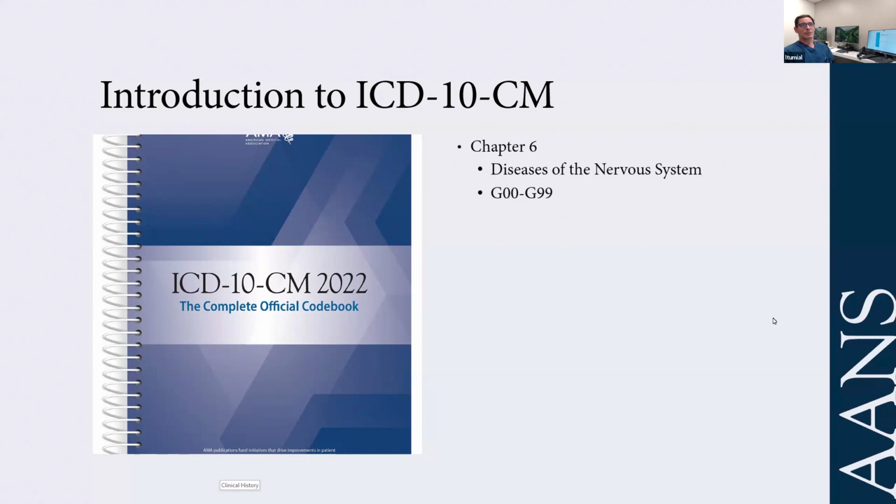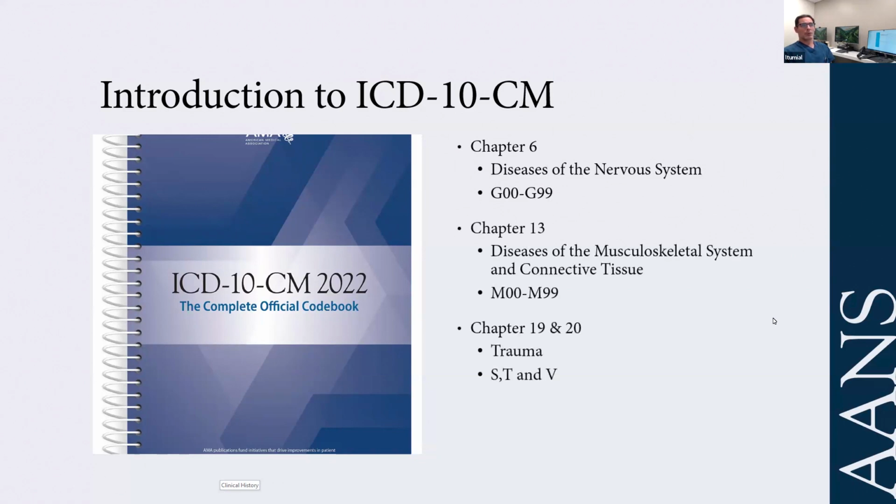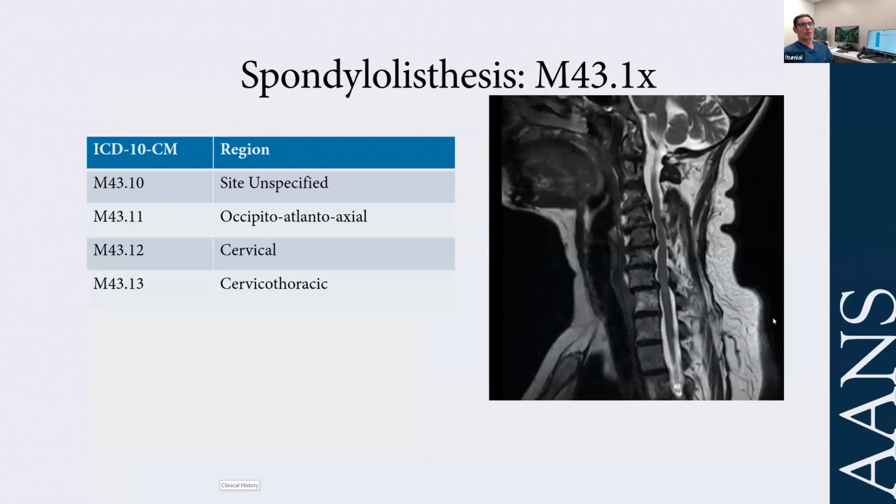So chapter 6 is where we are going to live, along with chapter 13. And then for trauma, we're looking at chapters 19 and 20. That encompasses everything you need to know for ICD-10 and spine. Those 4 chapters. And so we'll go through a couple of these so you can see how easy this is. There's method to the madness.